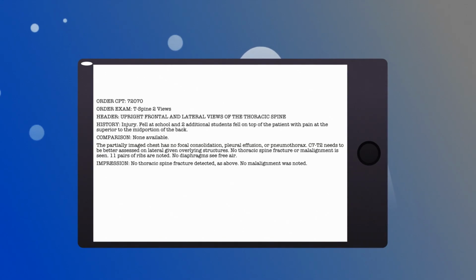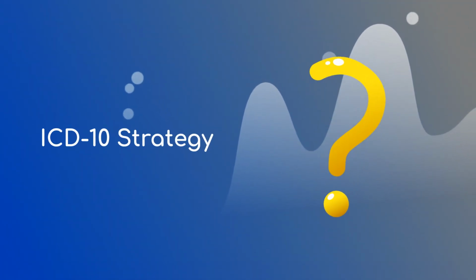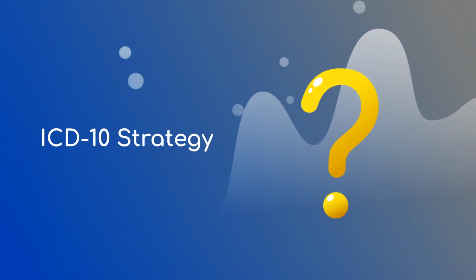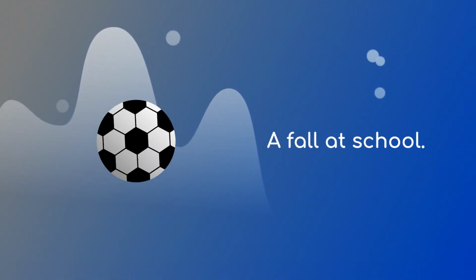This matches the documented views, frontal (AP) and lateral. Although the lateral view was limited at C7-T2, it still counts as a distinct view. Let's choose the appropriate diagnosis code based on the clinical history and findings. The patient presented after a fall at school with upper and mid-back pain. The radiologist ruled out fracture or malalignment.